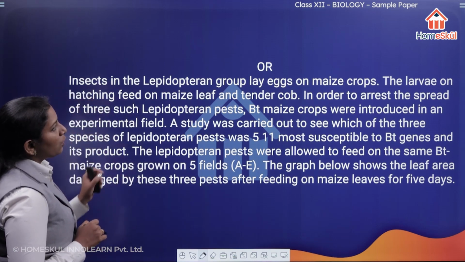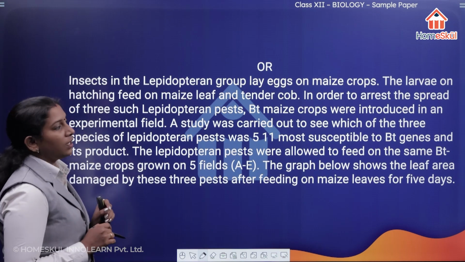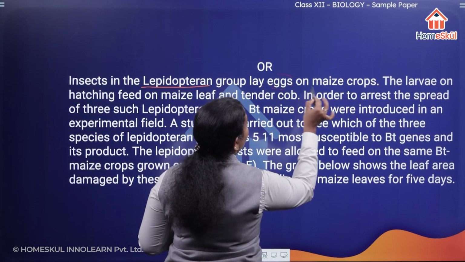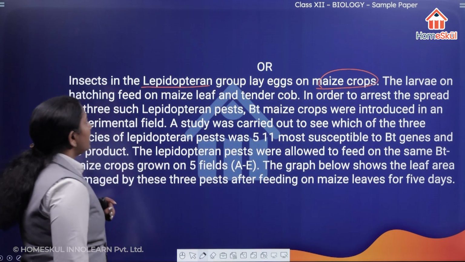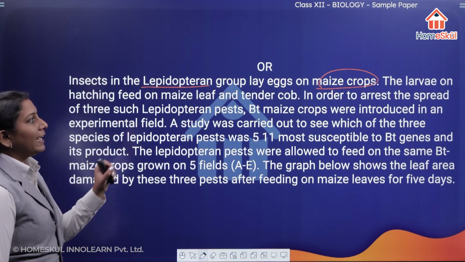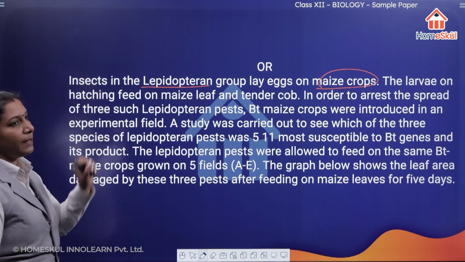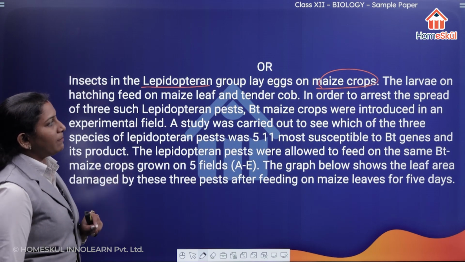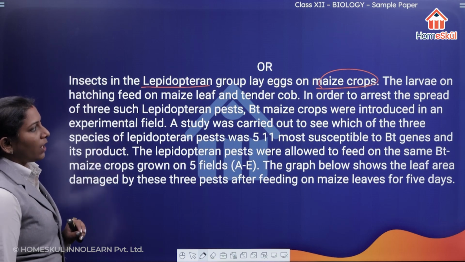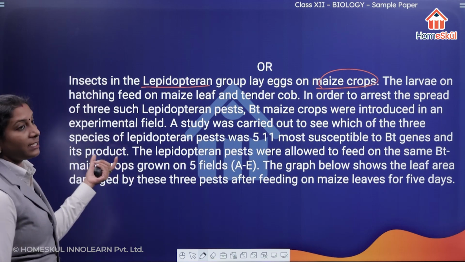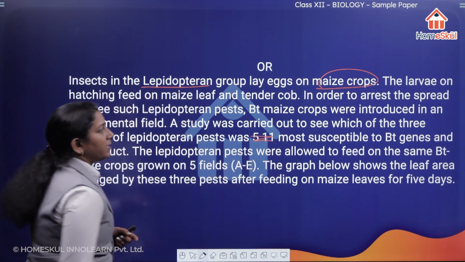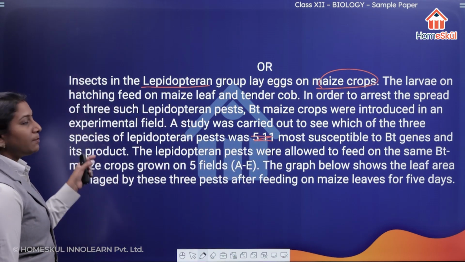Insects in the Lepidopteran group lay eggs on maize crops. The larvae on hatching feed on maize leaf and tender cob. In order to arrest the spread of 3 such Lepidopteran pests, Bt maize crops were introduced in an experimental field. So, a study was carried out to see which of the 3 species of Lepidopteran pests was most susceptible to Bt genes and its product.